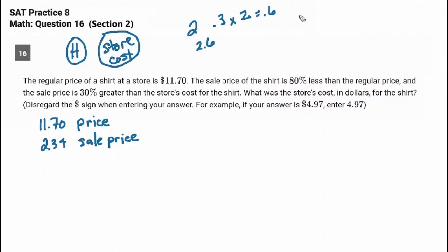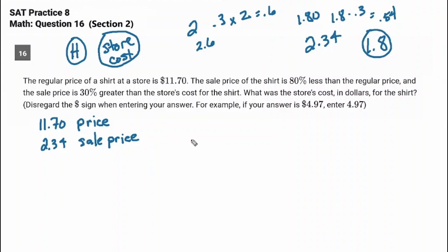Well, let's try $1.80. Right? You're going to add 30% to it. That's 1.8 times 0.3, which is 0.54. And then you're going to add 1.80 and 0.54. And look at that. That's 2.34. That's what you wanted. So the right answer, you can put it in as 1.8.